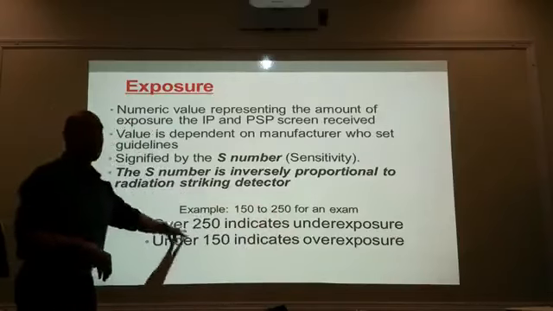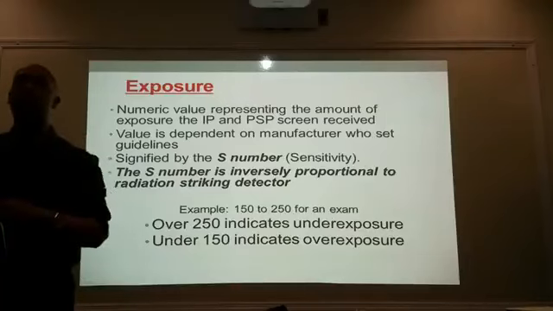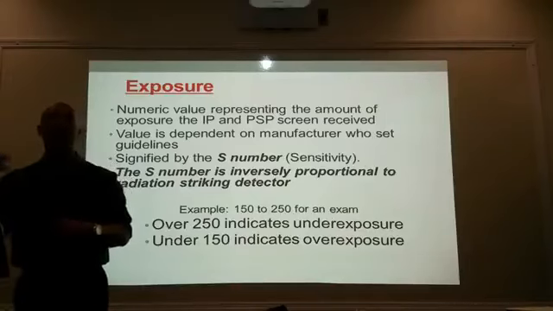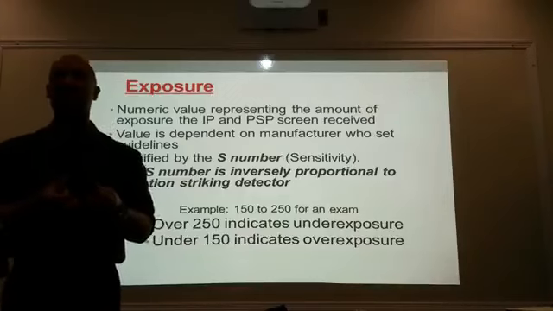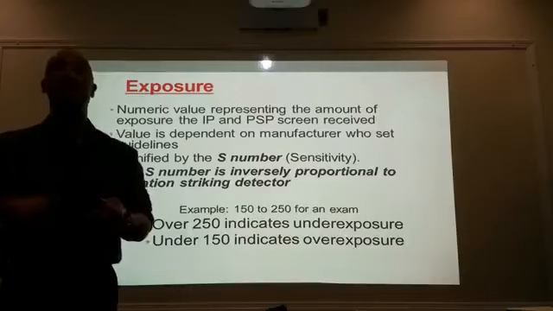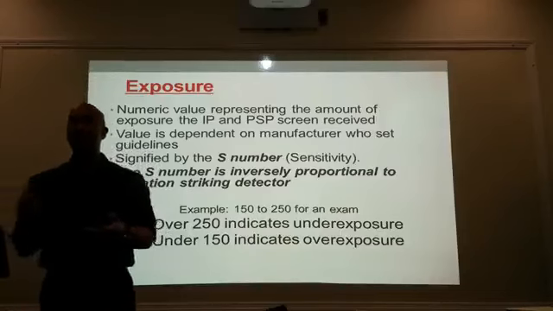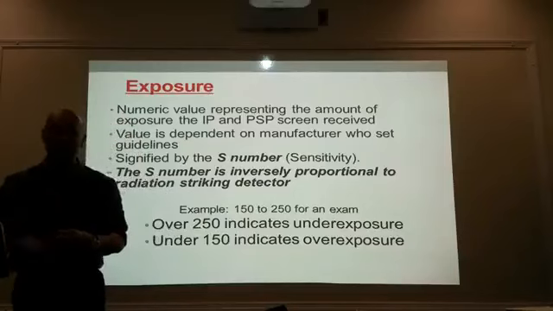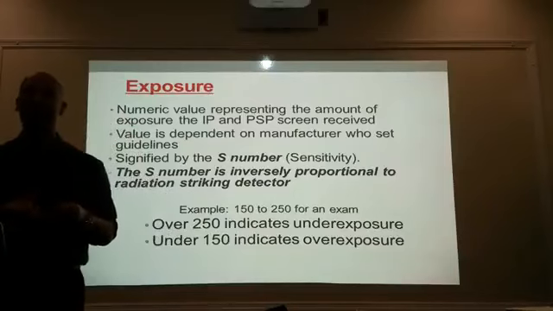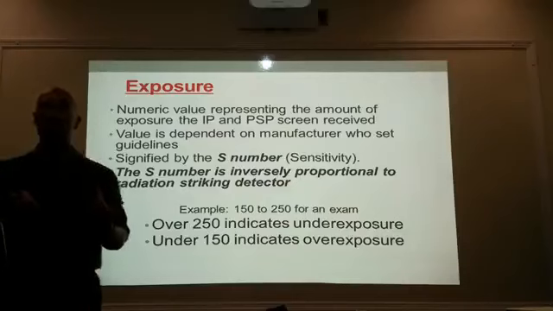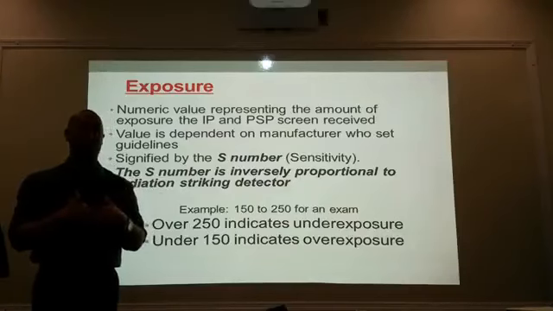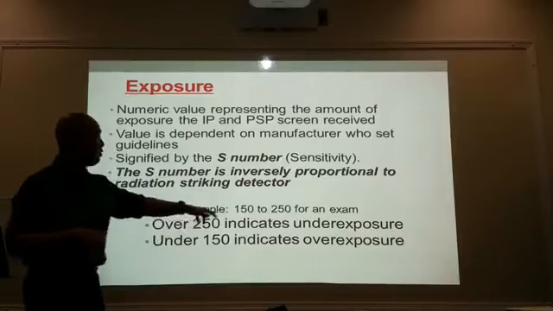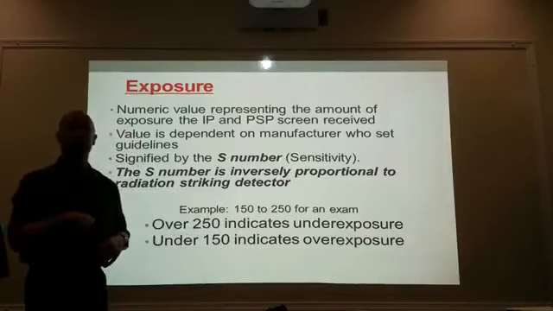Okay? So when I am putting my PSP through the reader, not only will it extract the image, because remember it's the phosphors that store the amount of x-ray energy that's coming from the patient, right? The remnant radiation. So not only is it extracting the image, but it's also determining the amount of energy that is stored within those crystals. So it's also going to tell me what type or quality of x-rays I used to acquire that image. So if it's between 150 to 250, it's good.